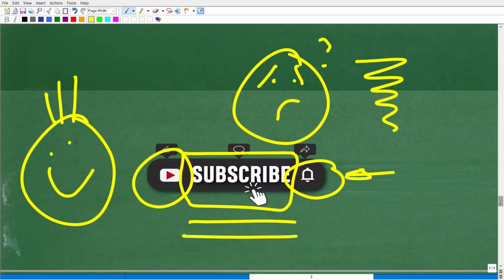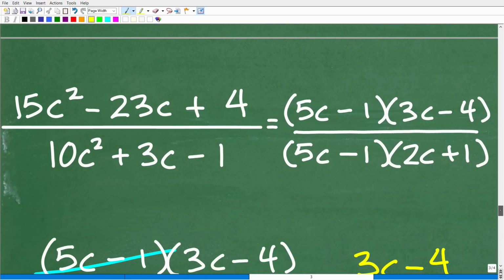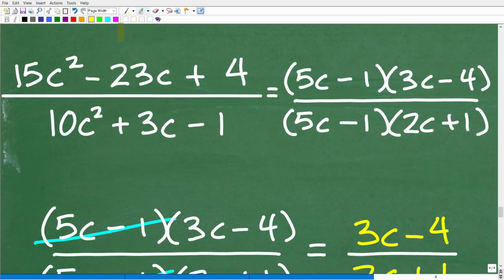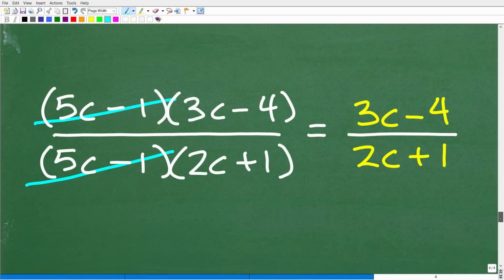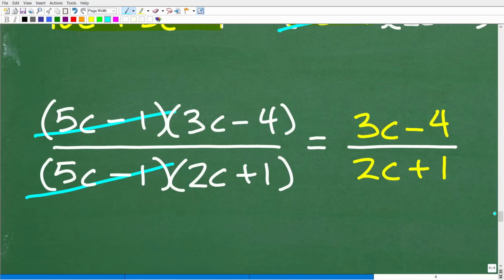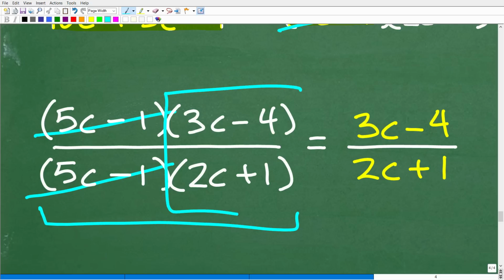Okay, so we are basically done because the hard work here was to factor the numerator and the denominator of this rational expression. And you can see we have like factors in the numerator and the denominator. Okay, so we have a 5c minus 1 here and a 5c minus 1 here. So we can simply cross cancel those factors, and whatever is left over is the answer. Okay, so effectively we reduce this rational expression, or fraction. We simplified it to a simpler fraction or rational expression, which of course is 3c minus 4 over 2c plus 1.